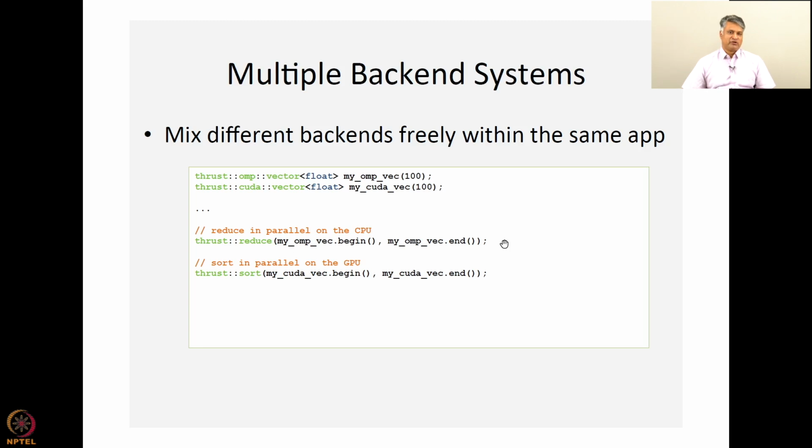For example, the reduction operation can be done in parallel on the CPU, and the sort can be done in parallel on the GPU, depending on which task is suitable for what sort of hardware. You can call the appropriate functions for it to be done on the CPU or on the GPU.